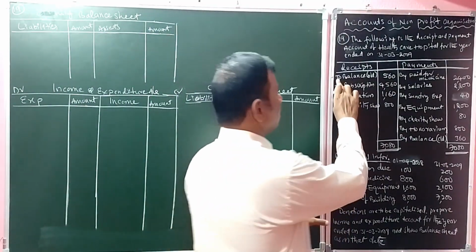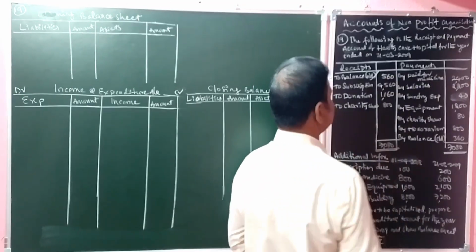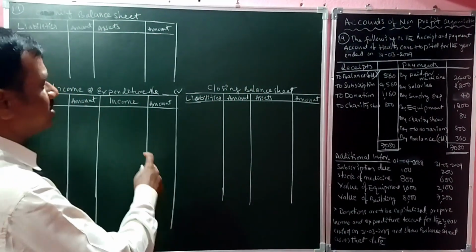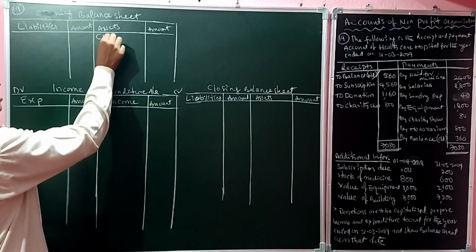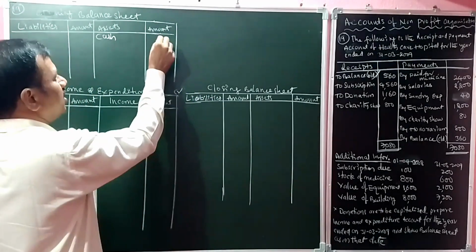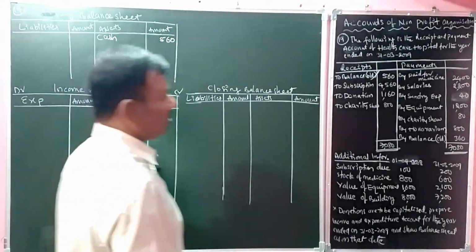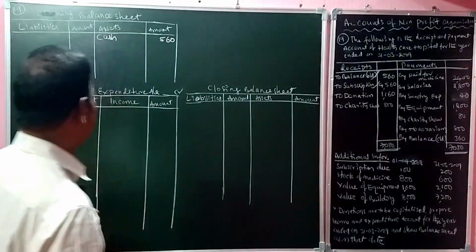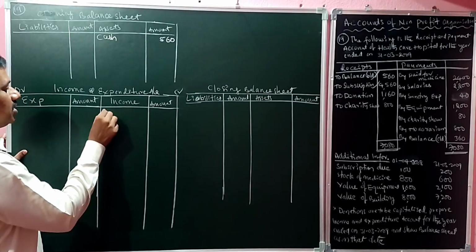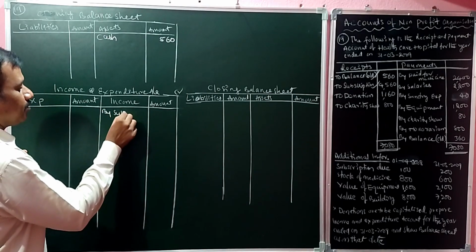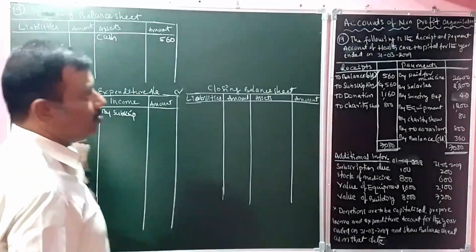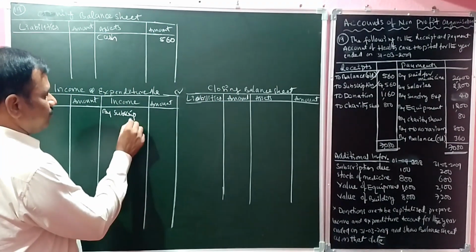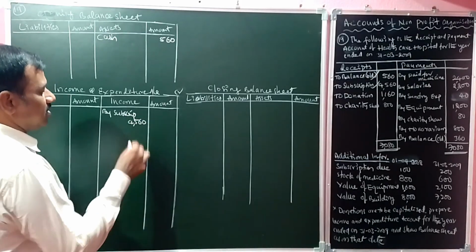First, balance. It is the opening balance, which is taken on the asset side of the opening balance sheet. Here write cash. The cash amount given is 560. Next one, subscriptions. Subscriptions are income, so on the credit side of the income and expenditure account we write subscriptions. The subscription value given is 4,560, in the inner column.